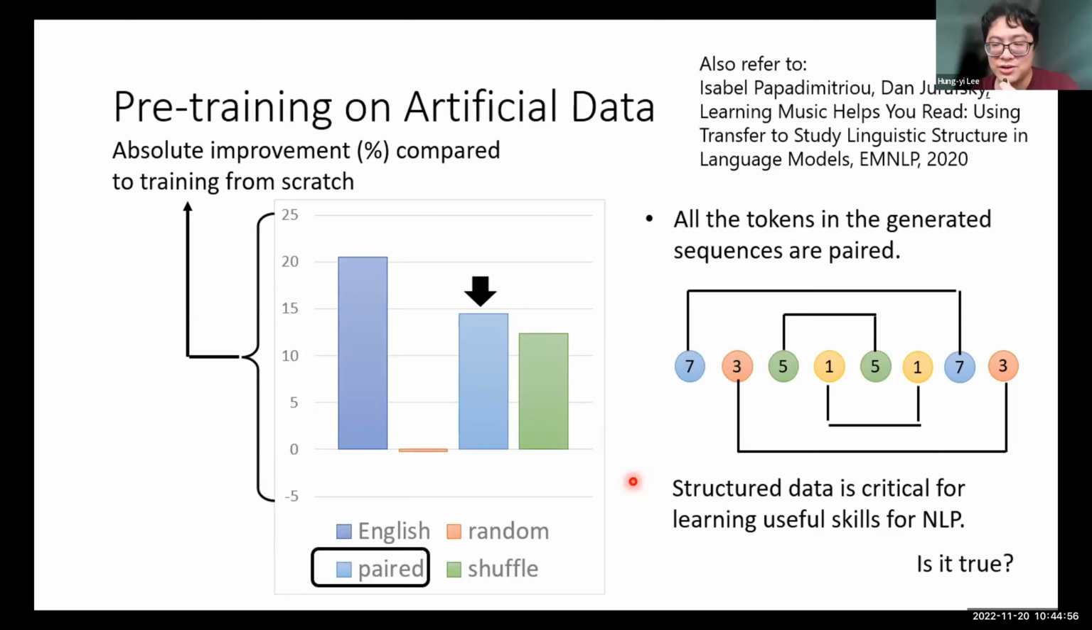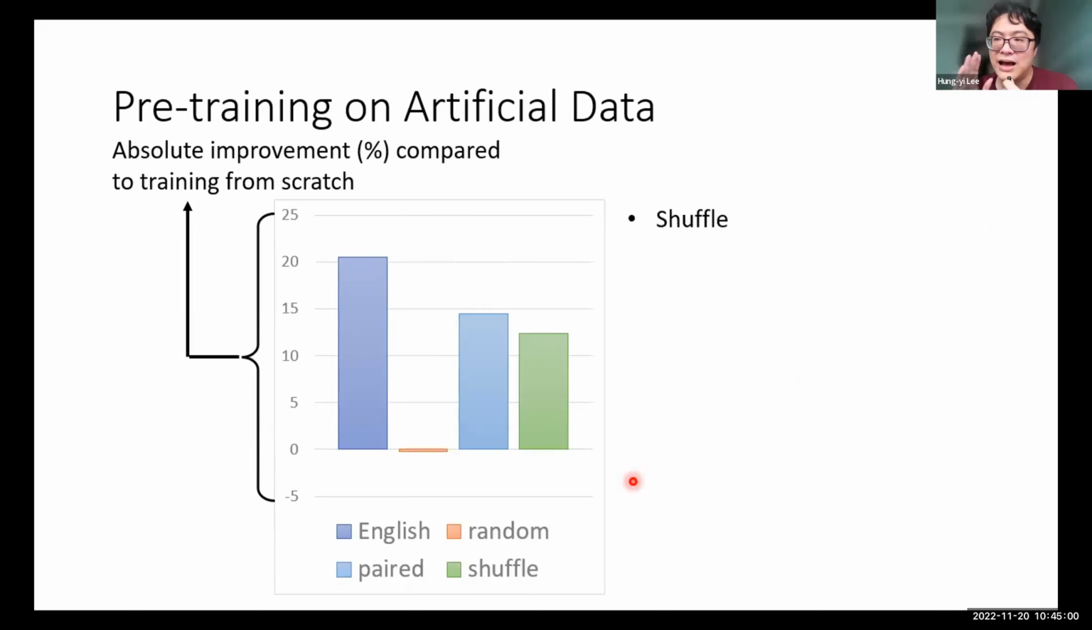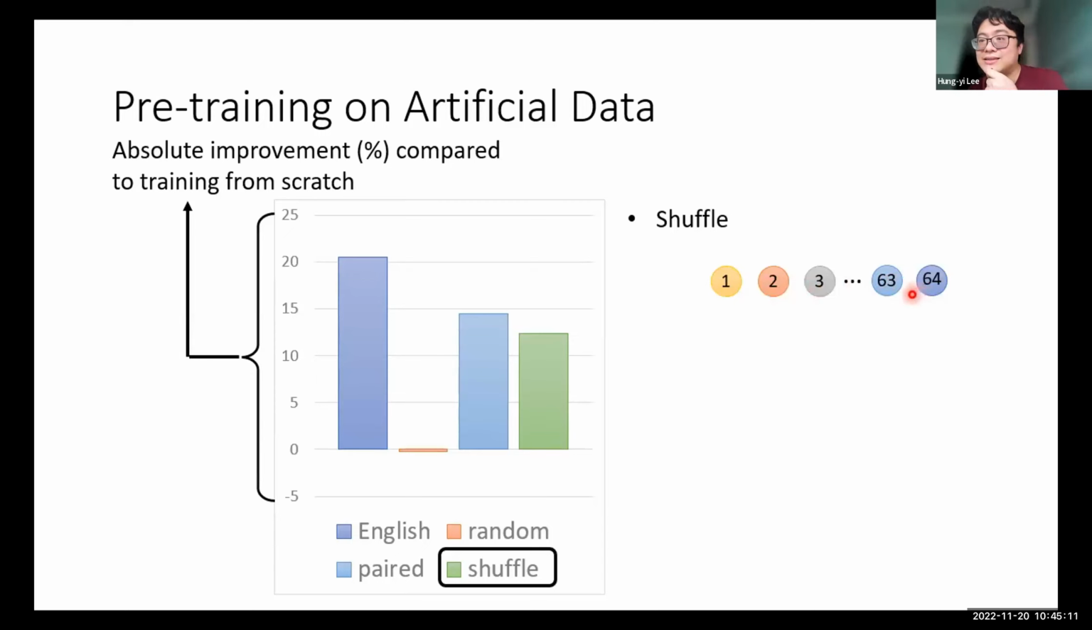Here, I'm going to show you another experiment. Here we use another rule to generate the sequence. So this is the rule, very, very simple. Given a sequence with consecutive IDs, in this example from 1 to 64, we randomly shuffle the token sequence. Then we mask some tokens here, and the model is trained on this kind of artificially generated sequence.